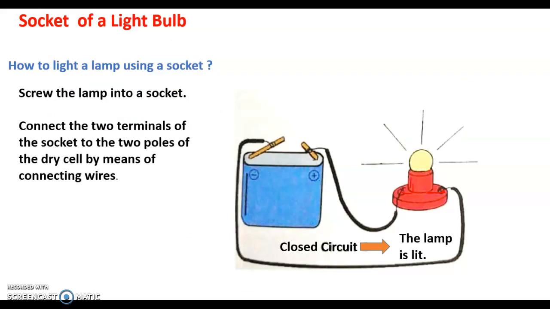So now, how to light a lamp using a socket. First we started without a socket, without a wire, then we studied connecting it to a wire. Now using a socket: connect the two terminals of the socket to the two poles of the dry cell by means of connecting wires. One of them is connected to the base and the other is connected internally to the contact.